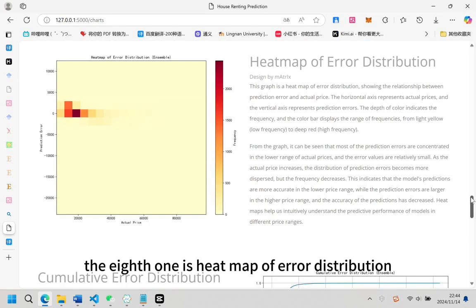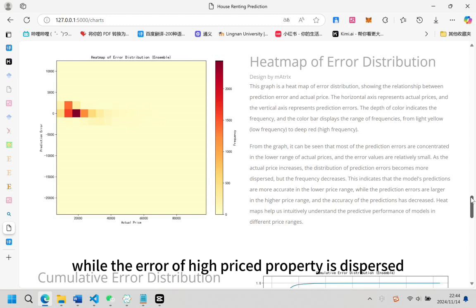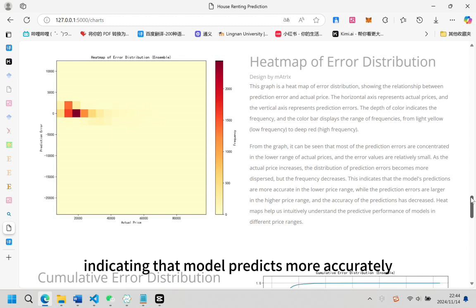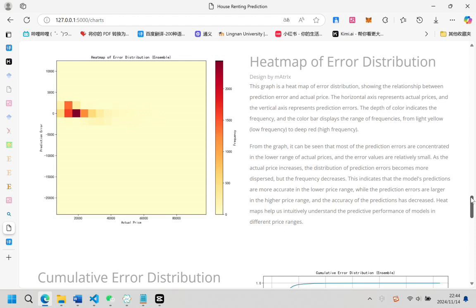The eighth one is heat map of error distribution. The chart shows that the prediction error of low-priced properties is concentrated and small, while the error of high-priced property is dispersed and large, indicating that the model predicts more accurately in low-priced areas and decreases in accuracy in high-priced areas.